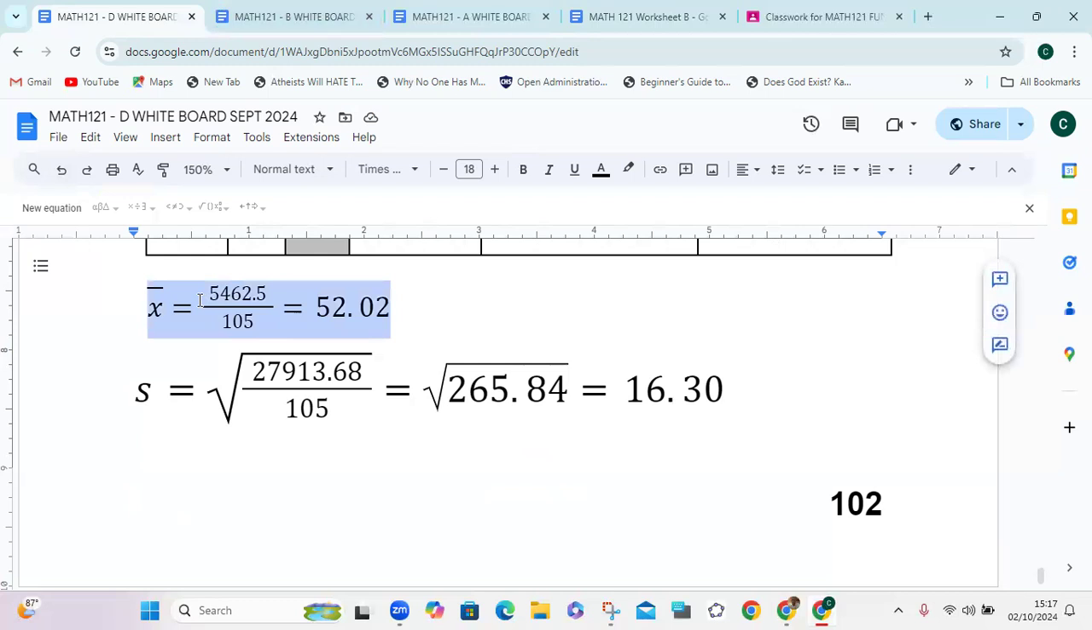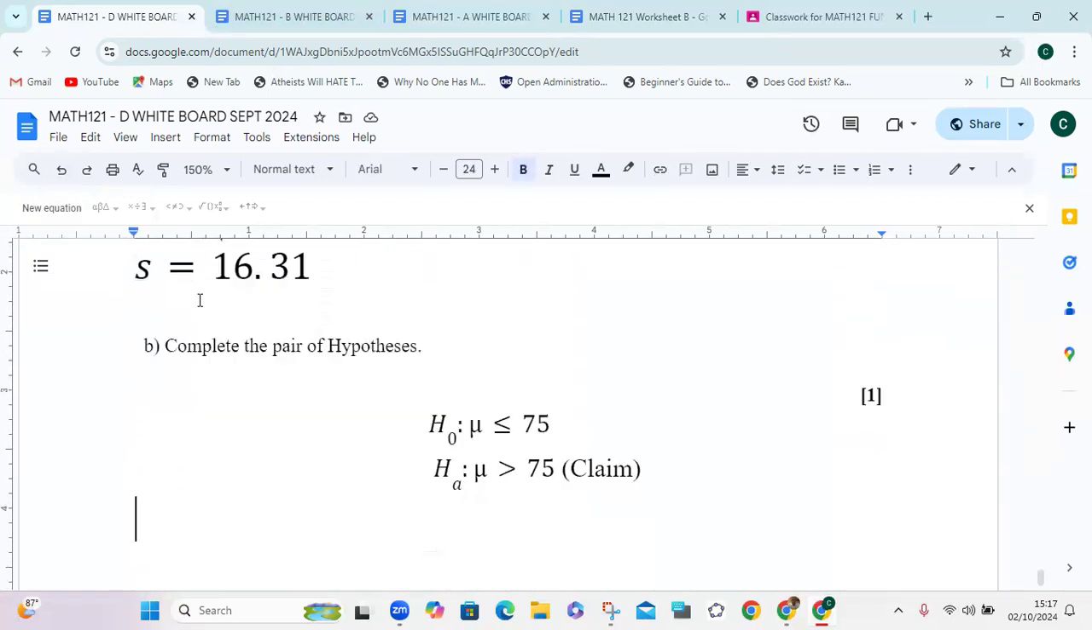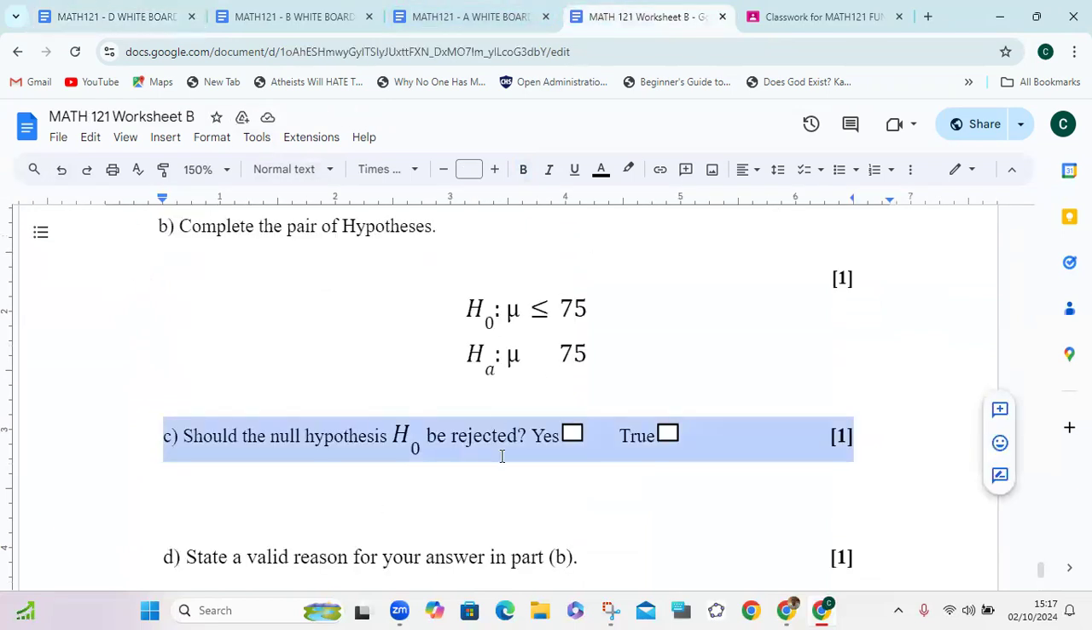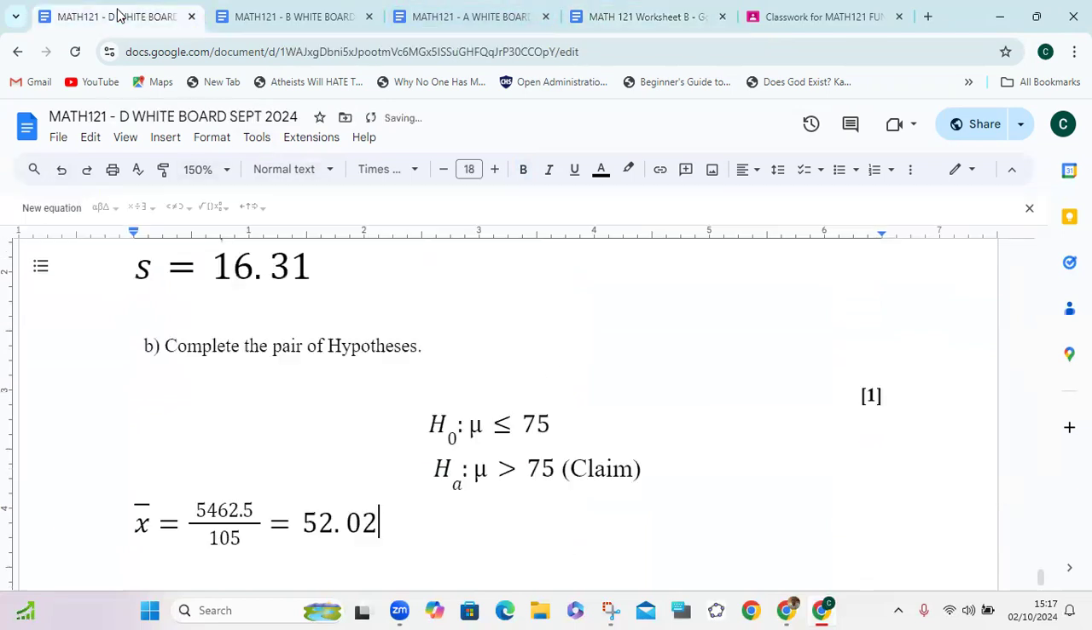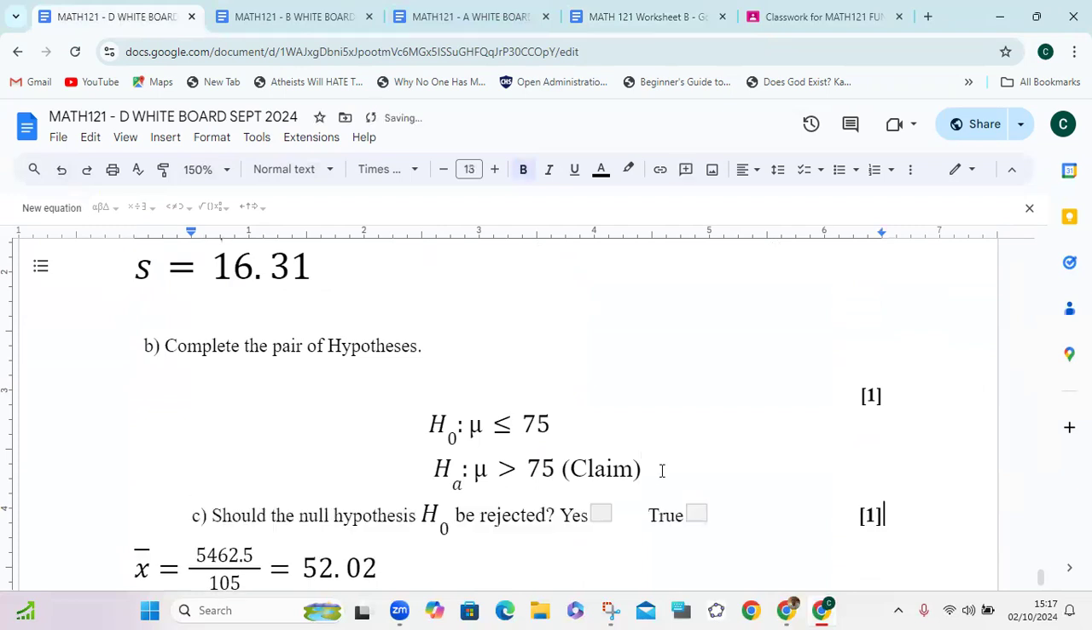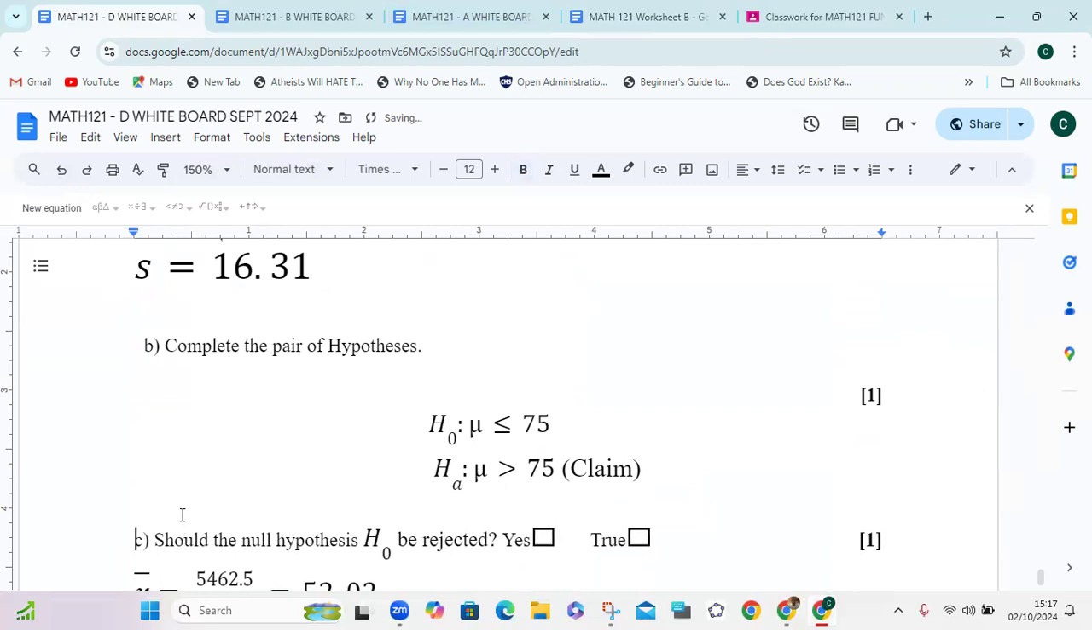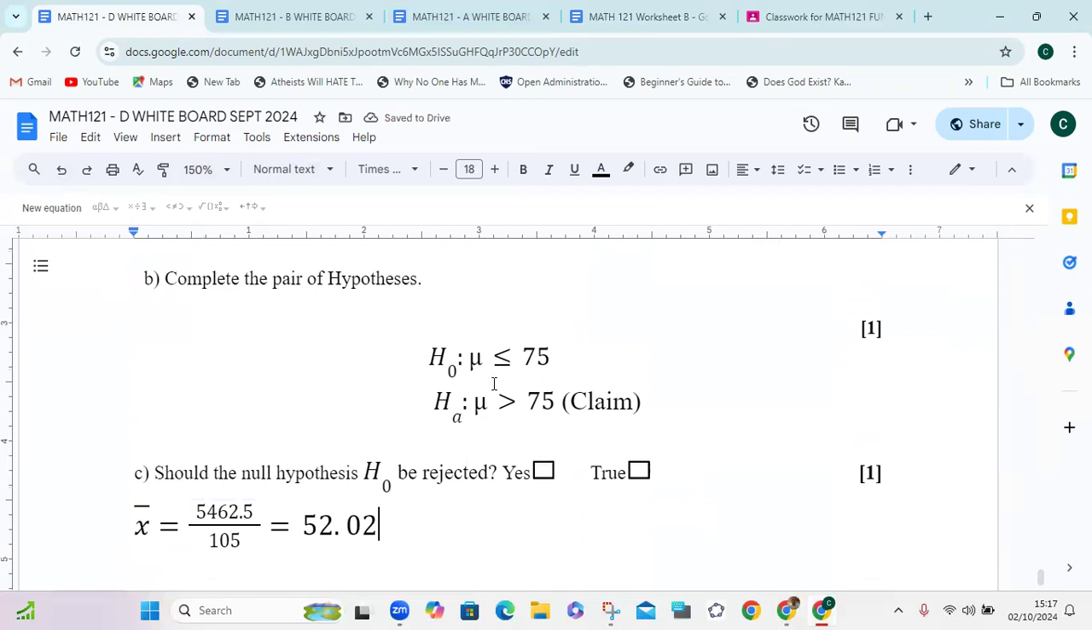So let us bring this forward. Let us paste this there. And let us copy and paste this question right there at C. So the null is saying the mean is less than or equal to 75. The data is saying that the mean is equal to 52.02. Is the null in agreement with what the data is saying?